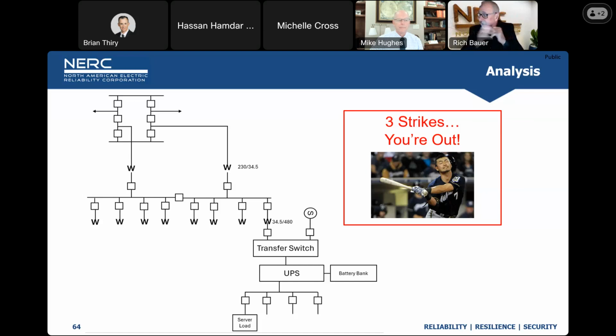So, like I said earlier, when I referred to that as a gold nugget, that finding was a gold nugget. In the case of this event, the most significant contributor to that 1,500 megawatt loss of load was that 3 strikes you're out kind of protection scheme. So now we can go to the next slide, Mike.